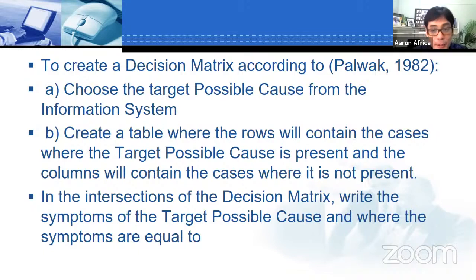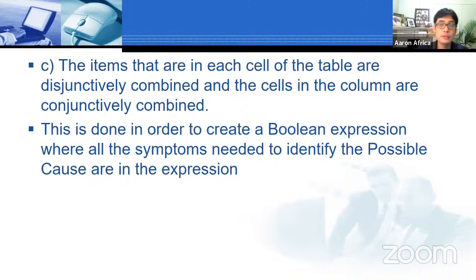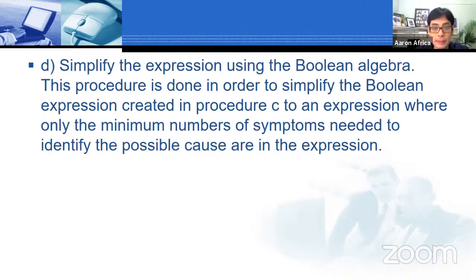Now, to create the decision matrix, we choose the target possible cause from the information system. Then we create a table where the rows contain the cases where the target possible cause is present, and the columns contain the cases where it is not present. In the intersection, we write the symptoms of the target possible cause and what the symptoms are equal to. The items in each cell of the table are disjunctively combined and the sets in the column are conjunctively combined. This is done in order to create a Boolean expression where all the symptoms needed to identify the possible cause are in the expression. Of course, we simplify them using Boolean algebra.